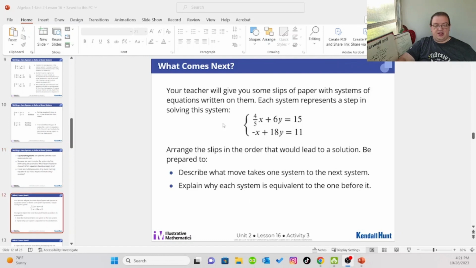So in this next exercise, we're going to do a card sort. I will give you some slips of paper with systems of equations written on them. Each system represents a step in solving this system. Arrange the slips in the order that would lead to a solution. Be prepared to describe what move takes one system to the next system. Explain why each system is equivalent to the one before it.